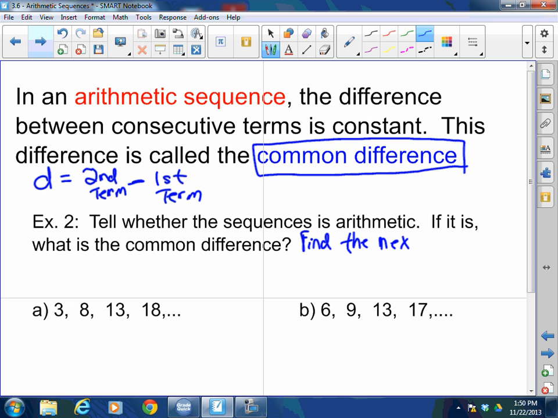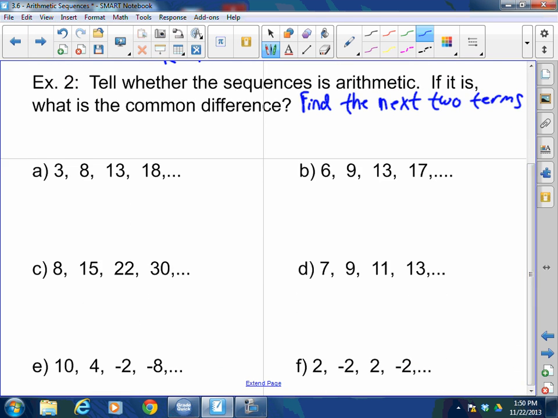You wanted to do the first one? You got it. Thank you. Okay. So remember, common difference, second term minus first term. So what's my potential common difference here?